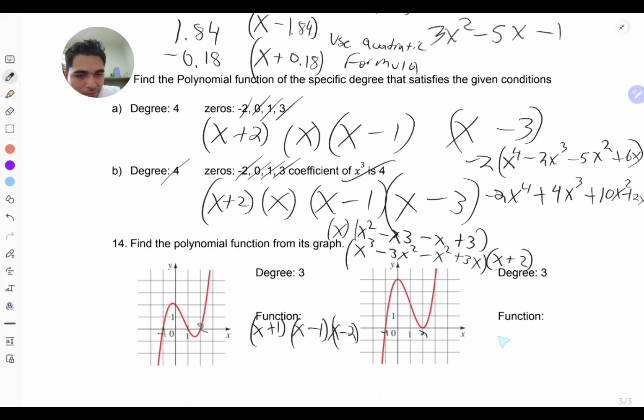Therefore, it's a degree of 3 function. So the zeros are x plus 1, multiplicity of 1, times x minus 2, multiplicity of 2. And of course, the sum of the multiplicities equals the degree. It has to equal the degree. So therefore, 1 plus 2 is equal to 3. And so that is our function, and we're done. Okay?